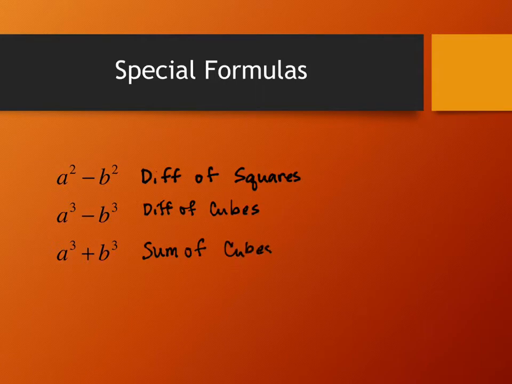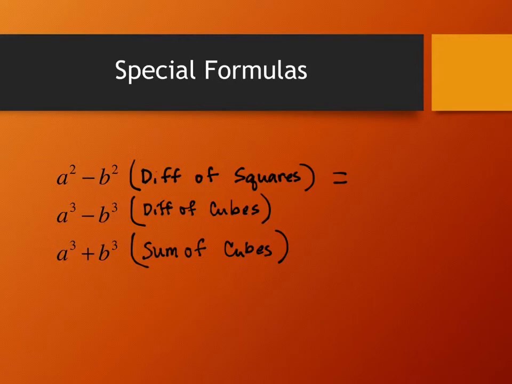Notice there's no sum of squares. That doesn't exist, okay? So these are our 3 special formulas that we're talking about kind of grouped together because they all have a similar form. So these are the names. I'll just put them in parentheses next to it to remind us. But they each have a way of factoring that's unique.